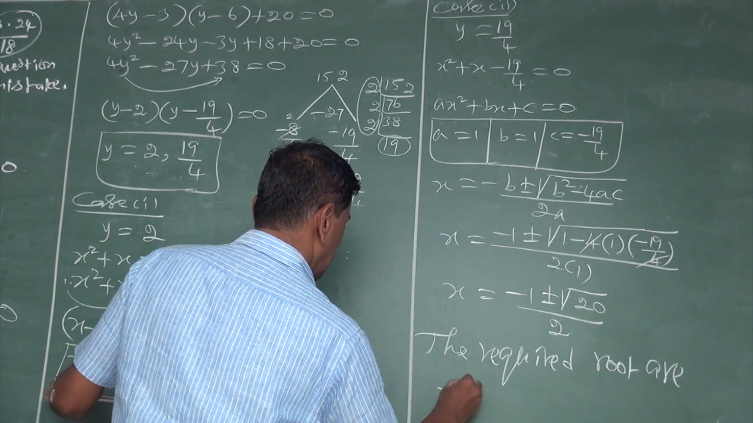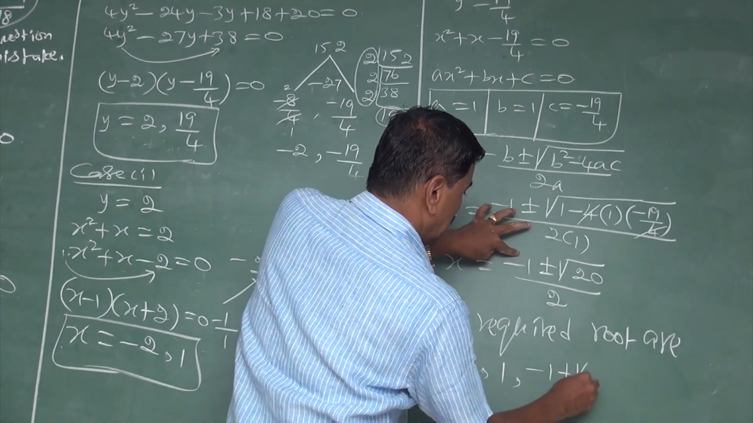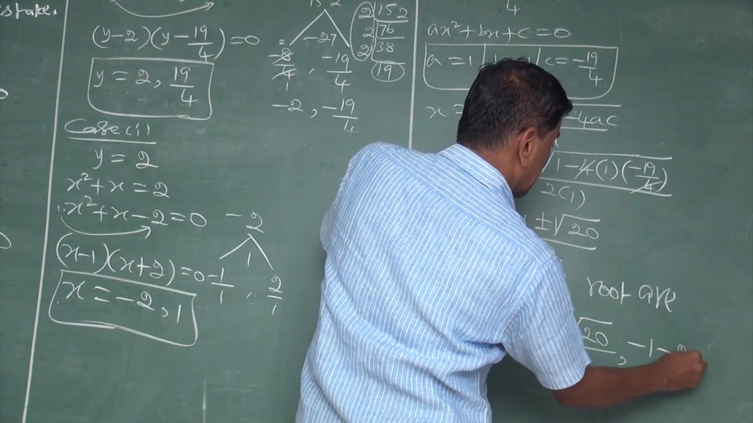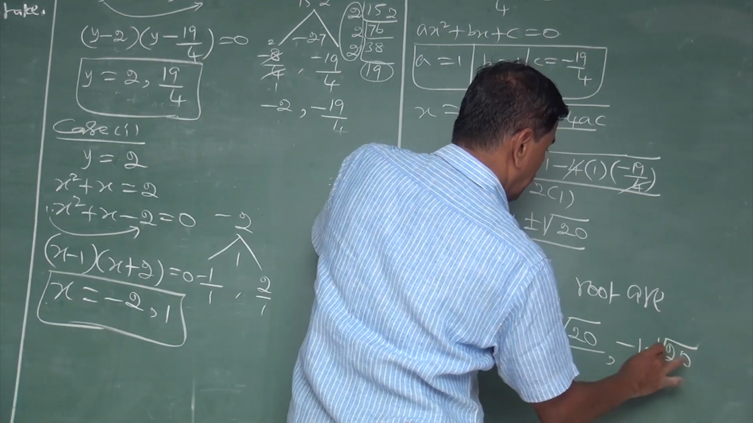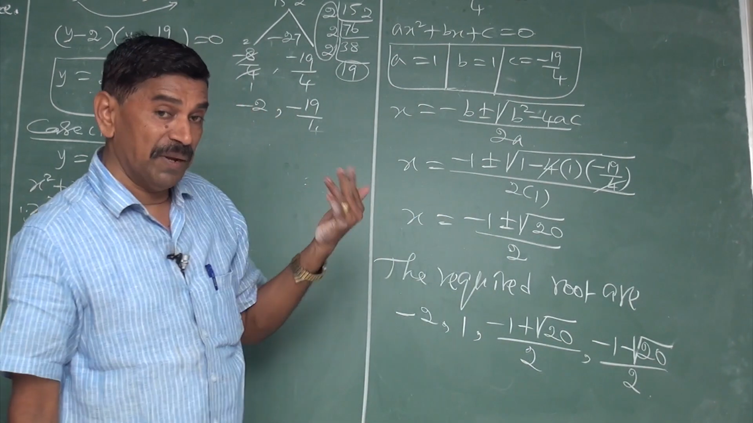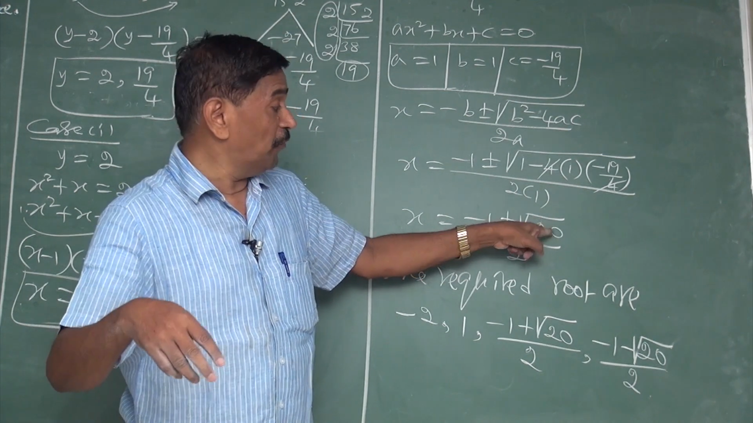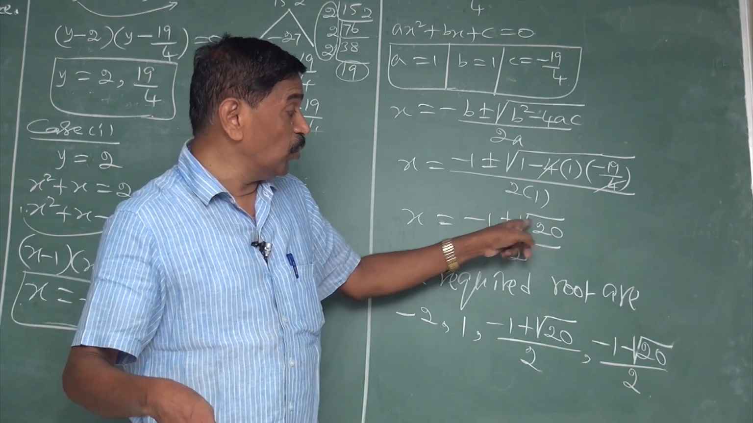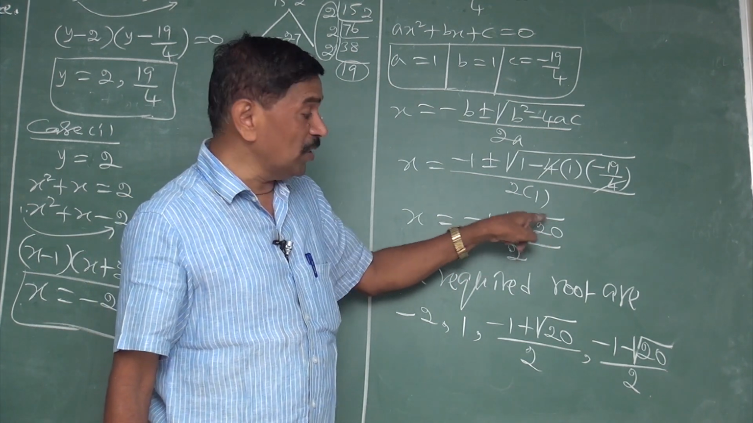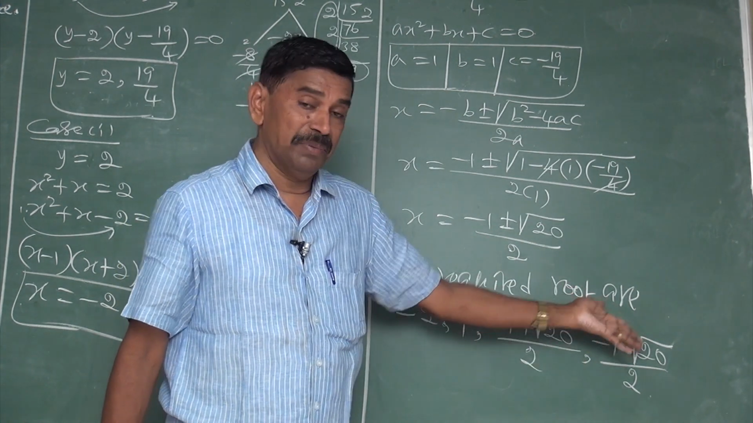minus 2, 1, minus 1 plus root 20 by 2, minus 1 minus root 20 divided by 2. Good. And one can simplify like that also. That is, 20 means 4 fives are 20, 4 comes outside as 2, that means 2 root 5, which is minus 1 plus or minus 2 into root 5 by 2, also correct. But the book answer is square root of 20, so we leave it as it is.